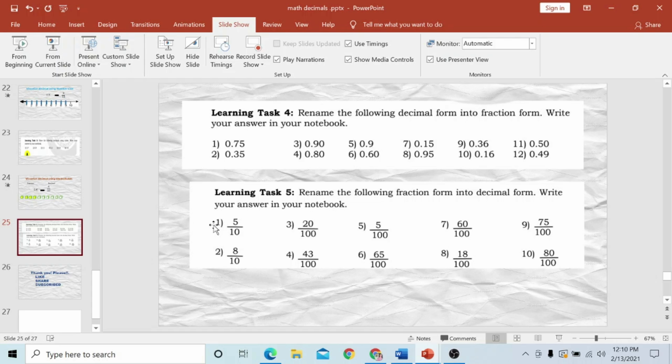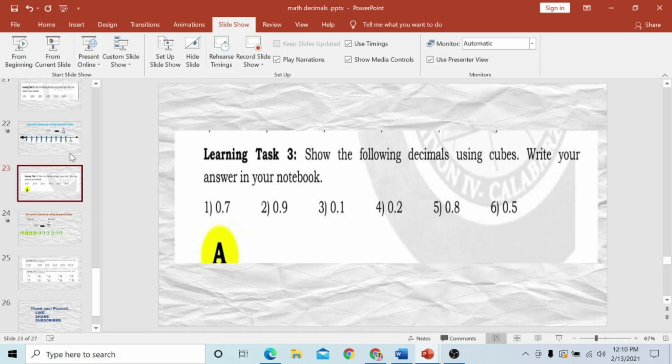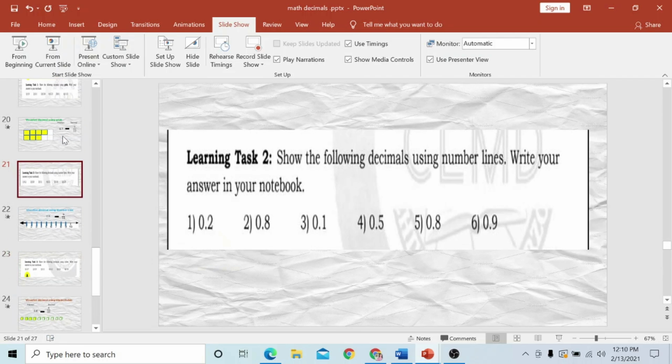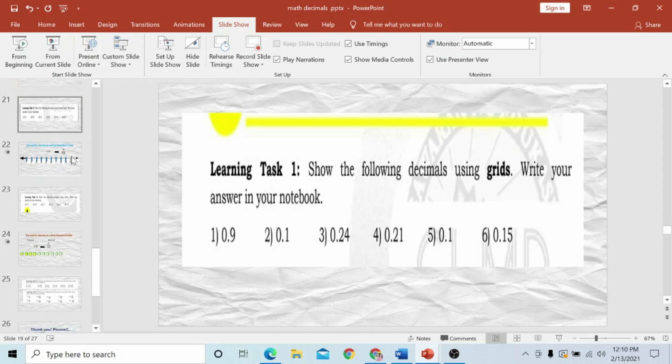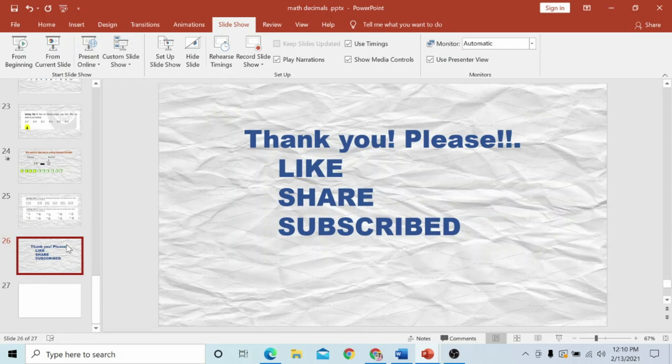Okay? So, that is the learning tasks in your module. I hope na naintindihan, naunawaan, at alam na yung gagawin sa kada learning task sa ating module this week.